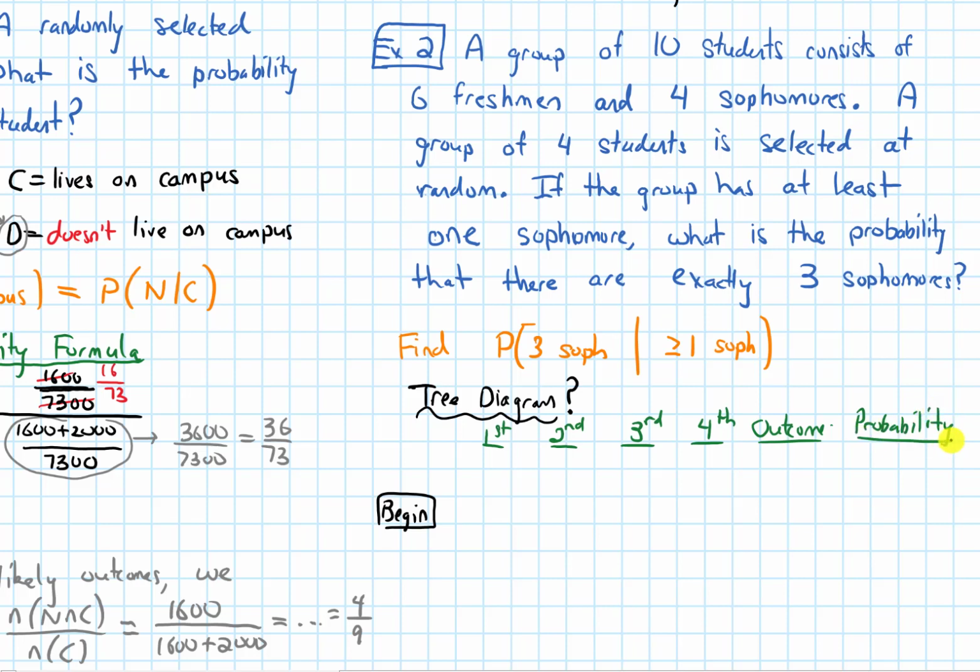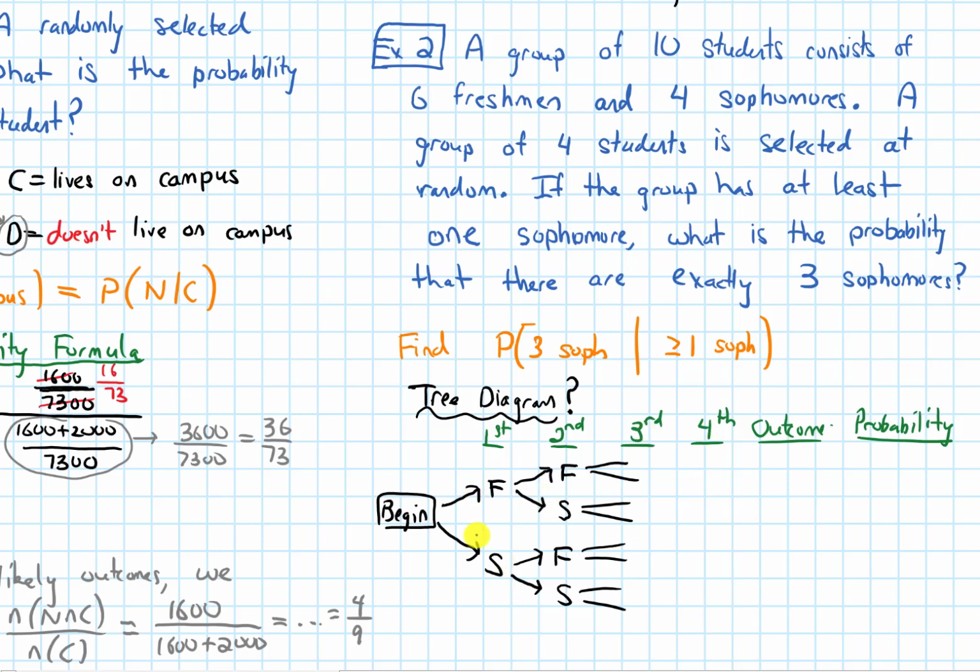So from where we begin, we could pick a freshman, I'll call that F, or we could pick a sophomore, which I'll call S. And then after that, from each of those, we have 2 branches, because we could pick a freshman or a sophomore. And same thing from the S, we could pick a freshman or a sophomore. And we're going to keep going like this. So we'll create 2 branches from each of these, either freshman or sophomore. Same thing here, freshman or sophomore. 2 branches from each of these, and we'd have more branches as we get to the 4th step.